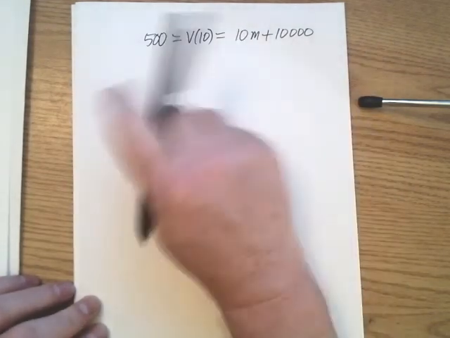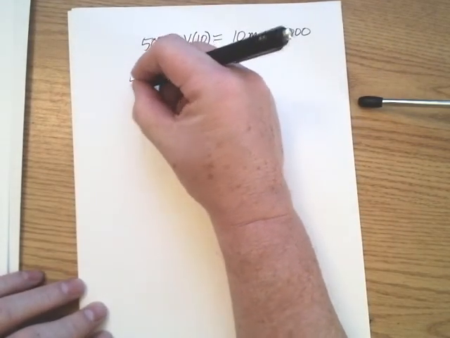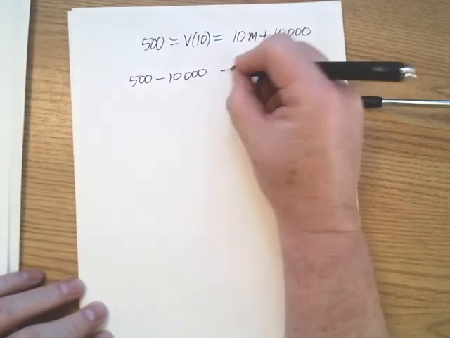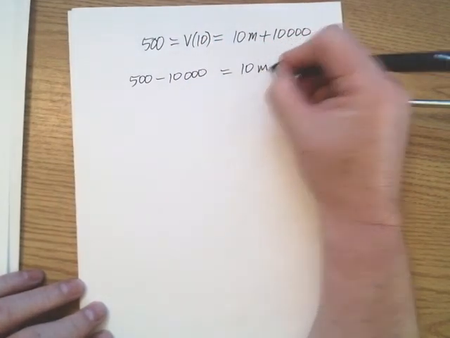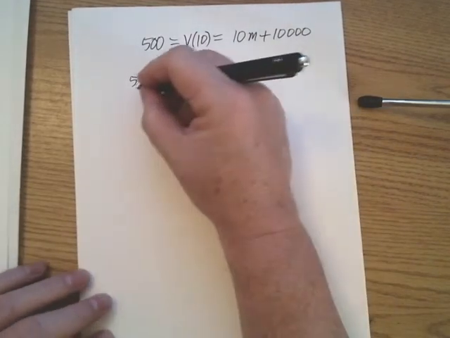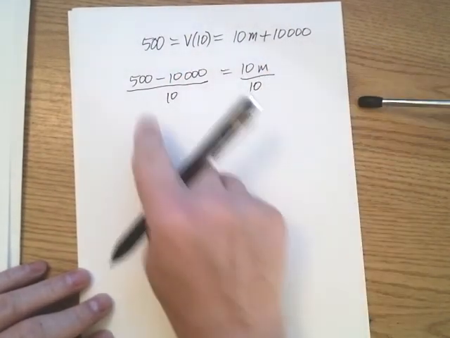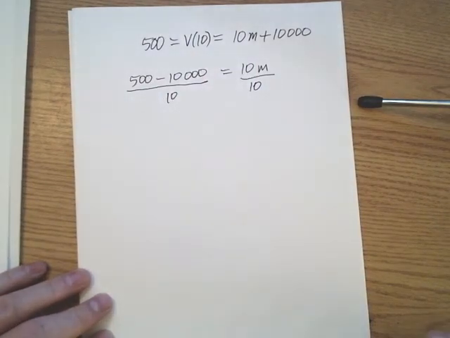I'm going to do that by subtracting 10,000 on each side. So I'm going to go 500 minus 10,000. And then I'm going to do what? Divide by 10 on each side to isolate m. I think I'll do that right now. And you notice both these numbers up here are divisible by 10.